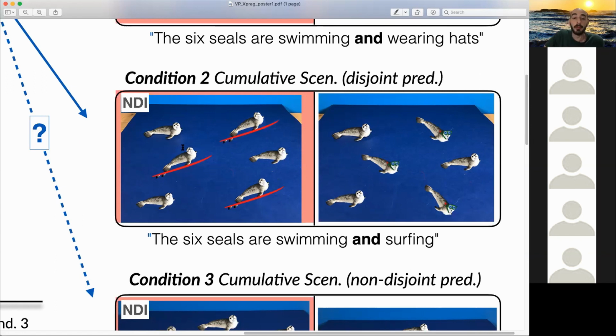The cumulative reading would be true in this context, but not in this one, because here some of them are swimming and some of them are snorkeling or whatever, but no one is surfing. No seal is surfing, okay?